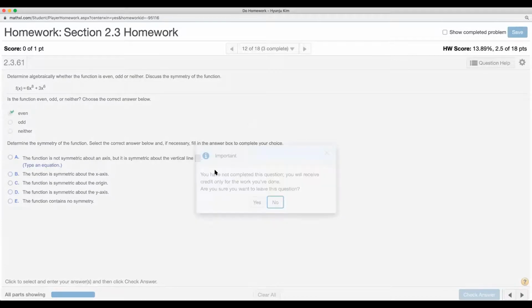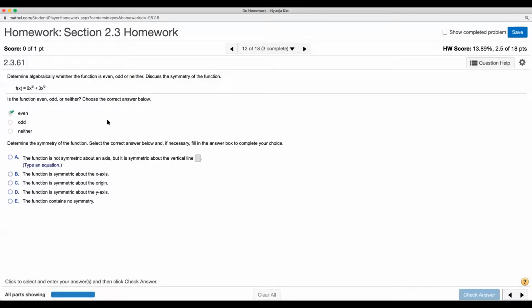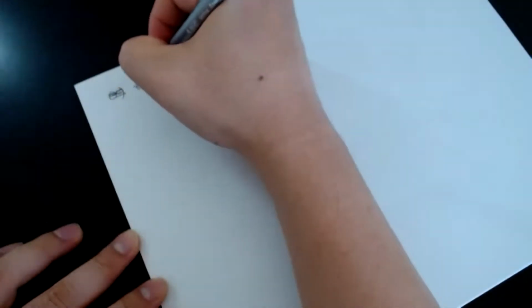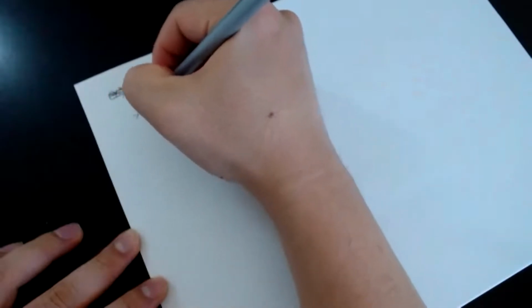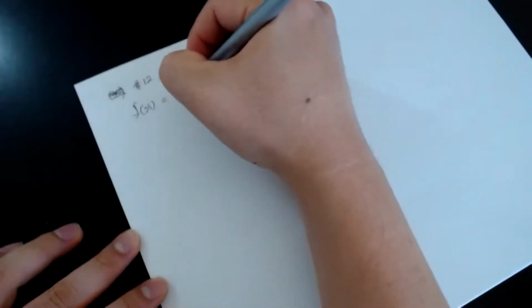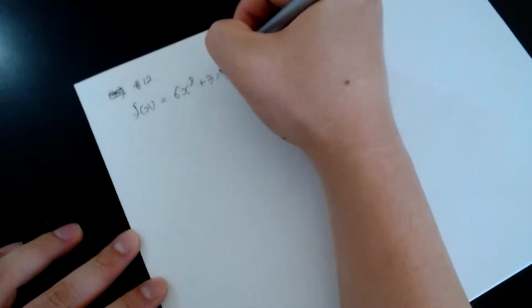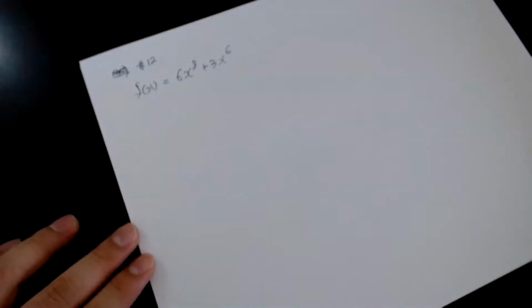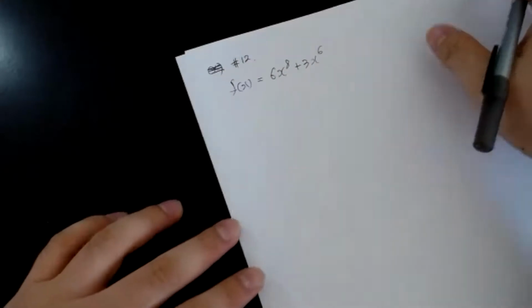Or you can just figure out algebraically whether f of x is even, odd, or neither. Give me a second. That's an example, problem number 12. So think about this. f of x is given by 6 times x to the 8th power plus 3 times x to the 6th power right there. Can you see that? It's so blurry, right? So now what are you going to do?